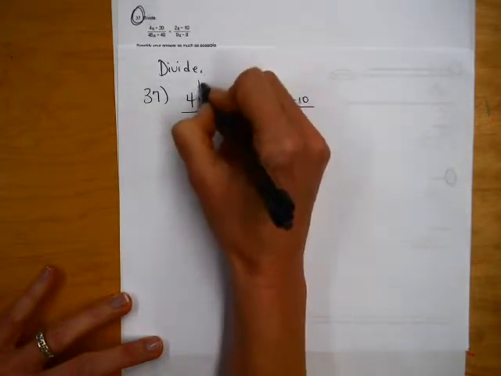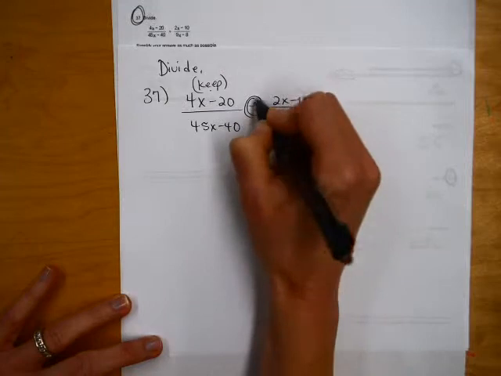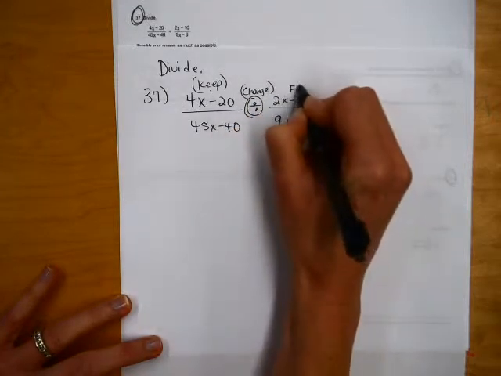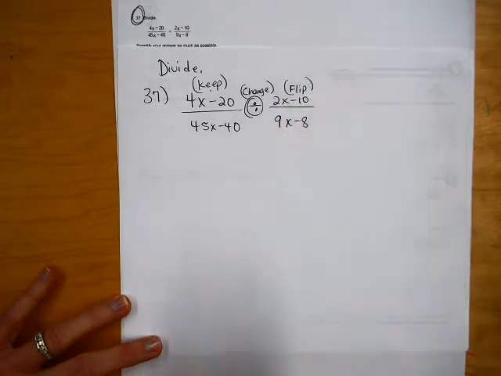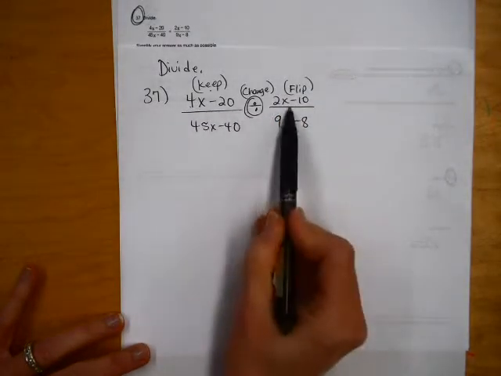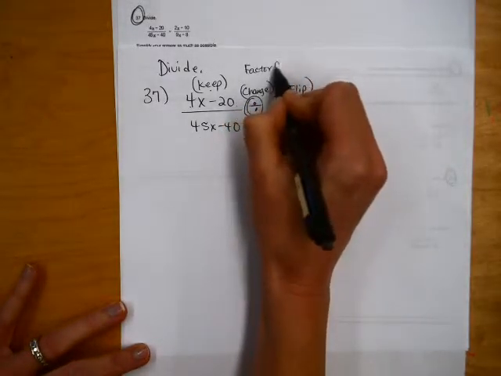And so remember, on dividing fractions, you keep the first fraction, you change this division to multiplication, and you flip, it's the reciprocal of the second fraction. So we're going to do the same thing here with this division problem, but we also are going to have to factor first as we go.